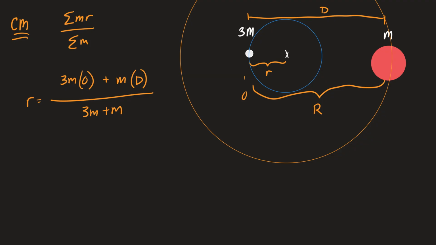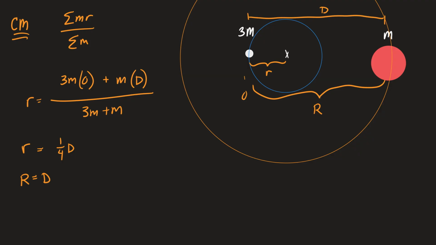All right, so the top part's just going to be md, the bottom part is 4m, so this is just going to be 1/4 d. That is the orbital radius. And our separation distance is d. So that's our step one.